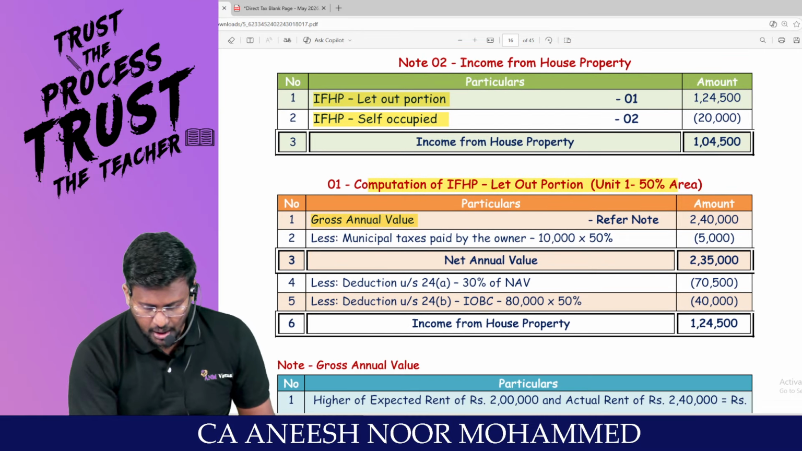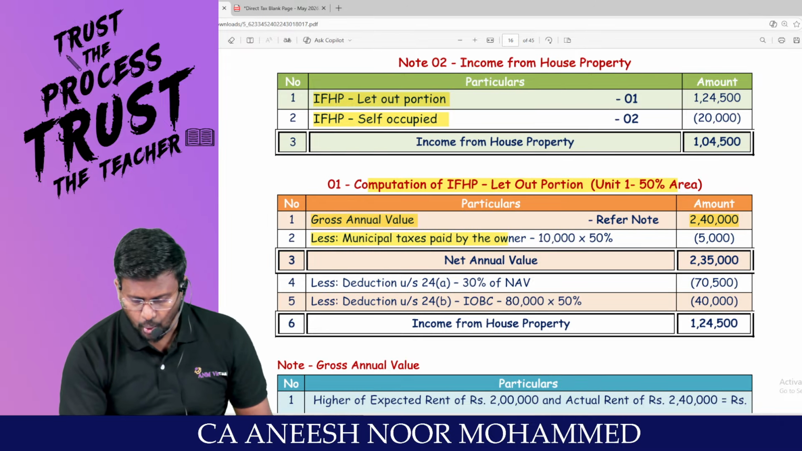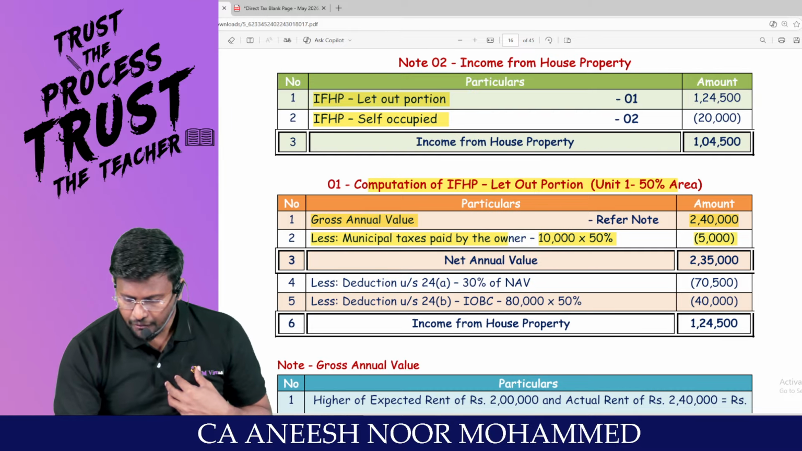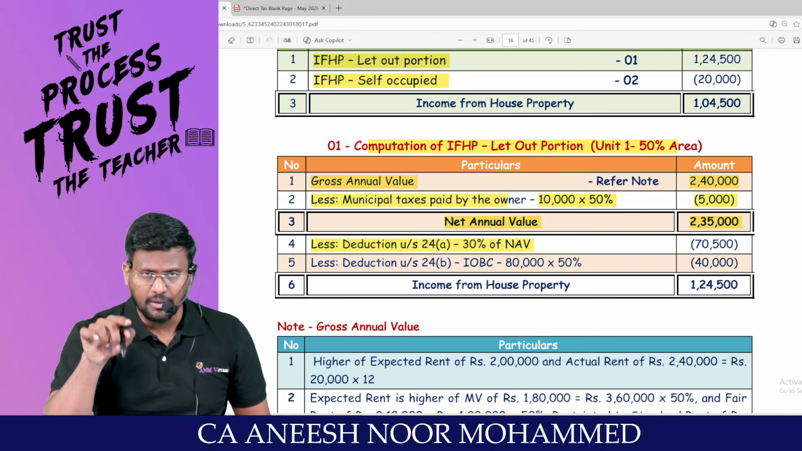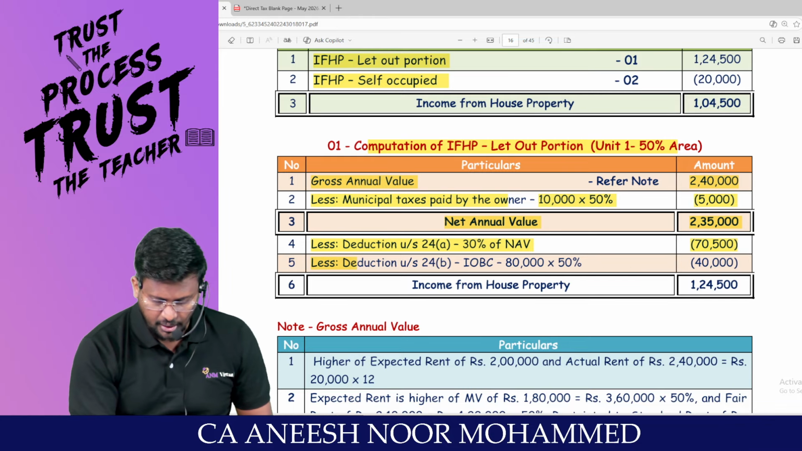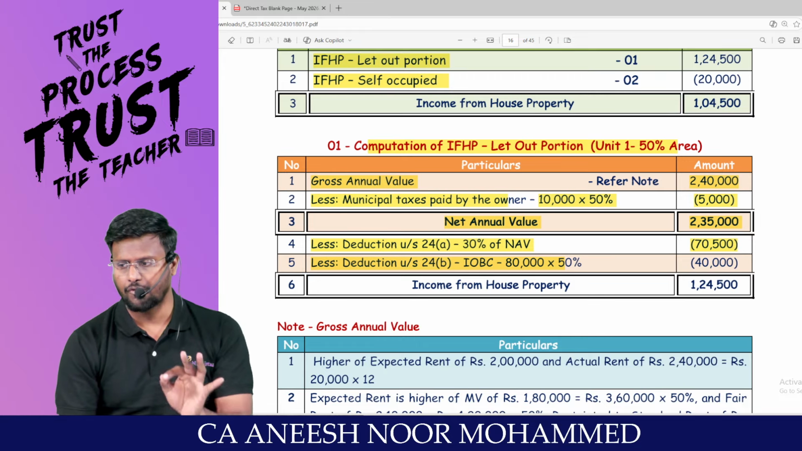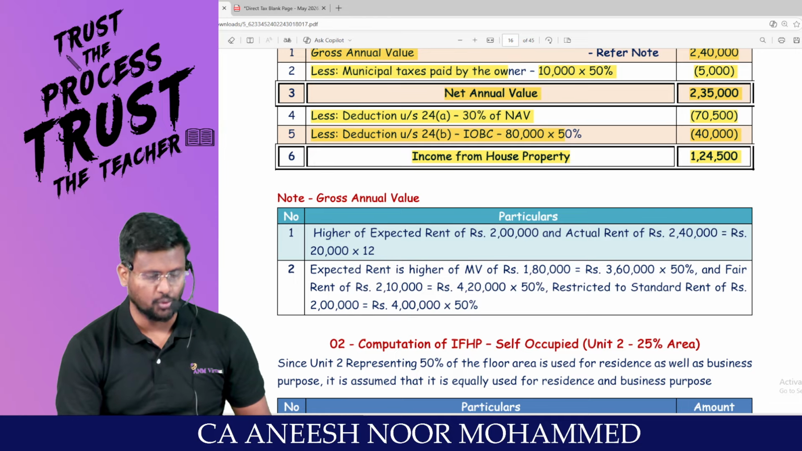Let out portion GAV, actual rent received 2,40,000. Less LT bar MT, total 10,000. On that 50%, it's the share of the let out portion. Am I right? 5,000 can be claimed. NA will be 2,35,000. Less on that 2,35,000, 30% will be 70,500. 24B, total 80,000. On that 50% can be claimed for let out portion. So 40,000. You will be getting IFHP of 1,24,500.